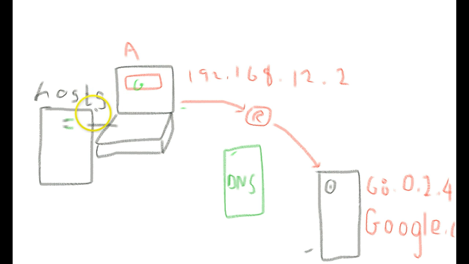But because we are lazy and we don't want to remember that, we will simply do the translation inside the etc host file, save it inside the computer, and the computer now knows how to do the translation for us.